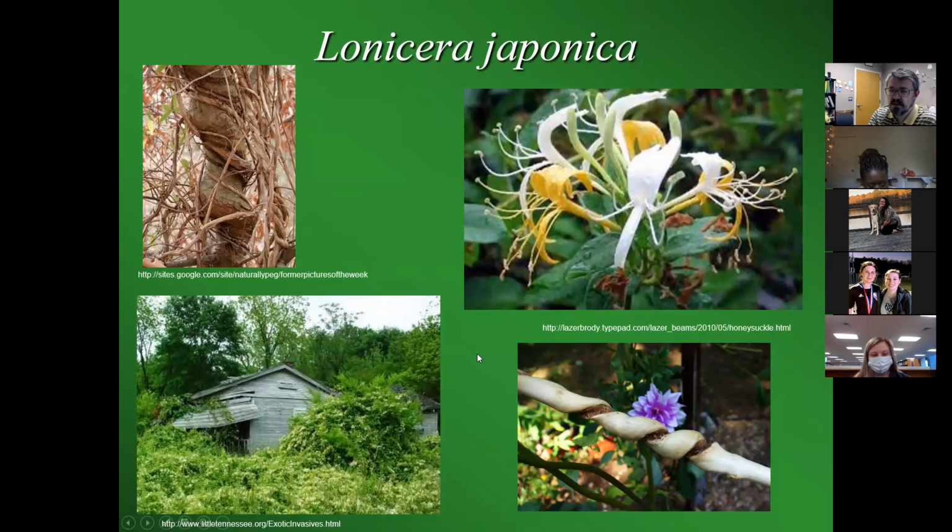And cool enough, you can actually get something that you can make these really cool walking sticks from. So, but this one's Lonicera japonica. Can anybody tell me what the common name of this one is? Anybody recognize it? I'd be surprised if no one recognized it.